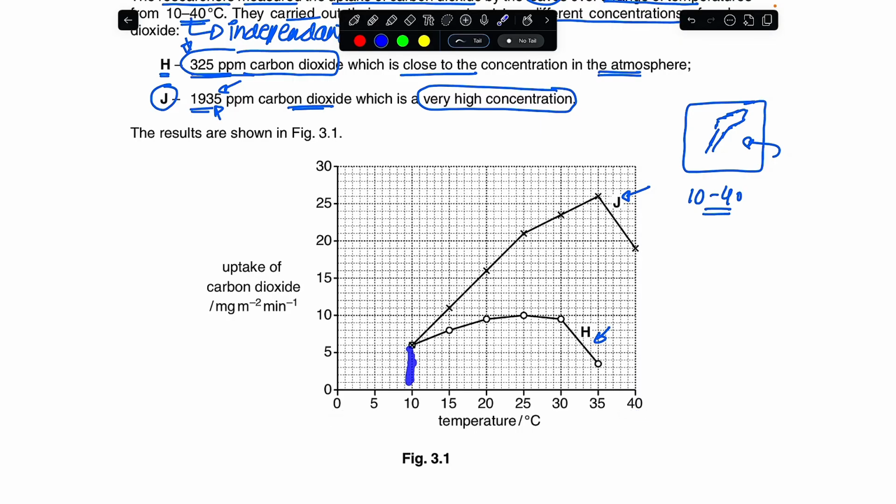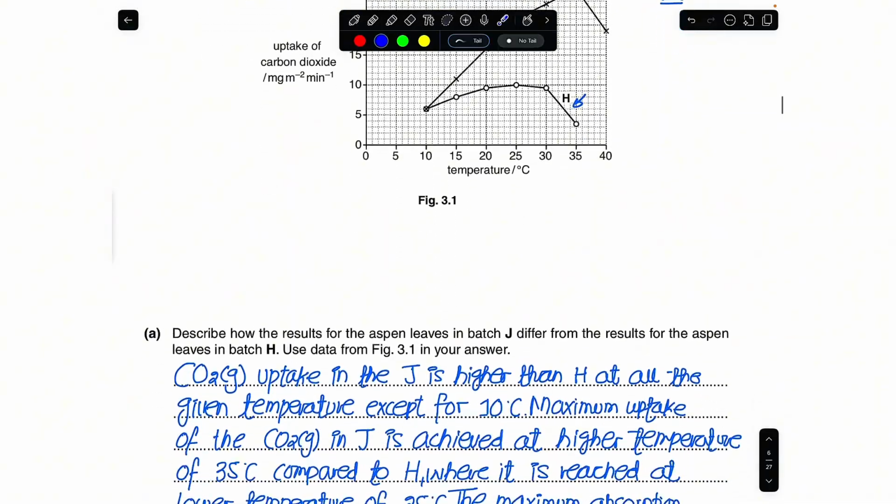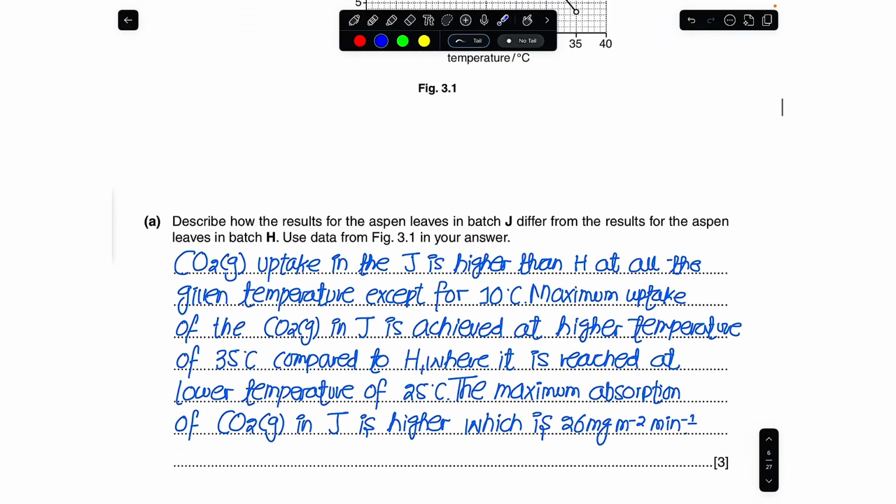But what they have done in the investigation was that the temperature was varied from 10 to 40 degrees centigrade. And here they have shown you the uptake of carbon dioxide gas. The uptake of carbon dioxide is proportional to the rate of photosynthesis. More CO2 uptake means a greater rate of photosynthesis. Less CO2 uptake by the leaves of the aspen trees that they have presented above means the rate of photosynthesis would be less. Now, let us see what the examiner has to ask.